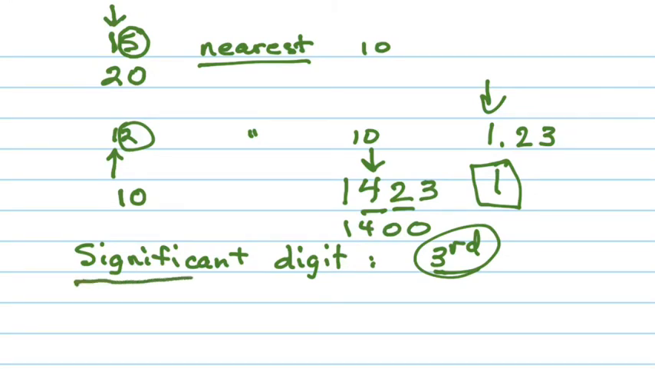We also talked about the idea of a significant digit. So the third significant digit would just mean the third digit that you see. Okay? And we'll talk more about significant digits in later years and later terms.